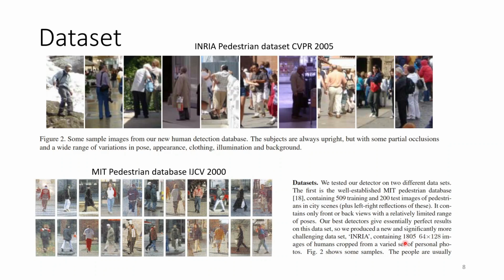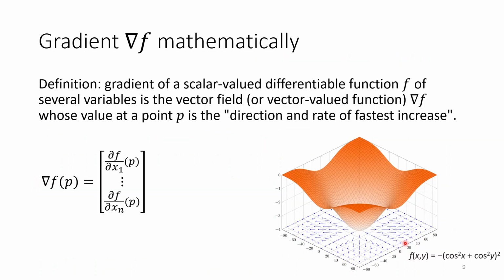Okay, now let's go to the definition of HOG. HOG means histogram of gradients. And what is a gradient? Gradient is a mathematical definition: given a scalar function with several variables, then for a point, we can calculate its direction, along which the change of the scalar function is the largest.